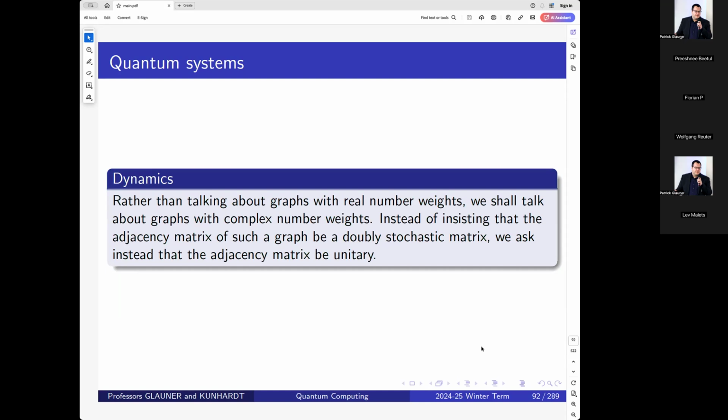We also need to be thinking about dynamics, because we have states and then transitions. And we will now not just use complex numbers in the state entries, but we will also put complex numbers into the weights of our graph for the transition. And we don't insist anymore that this transition or adjacency matrix of the graph must be doubly stochastic. That's something we've asked before with probabilistic systems. Now with quantum systems, we require that these adjacency matrices of the graph, so the transition matrices, must be unitary.